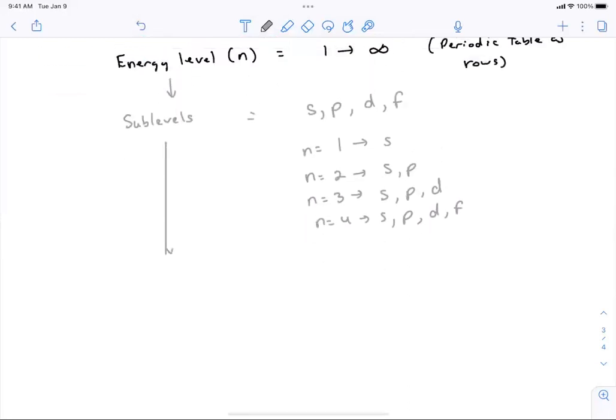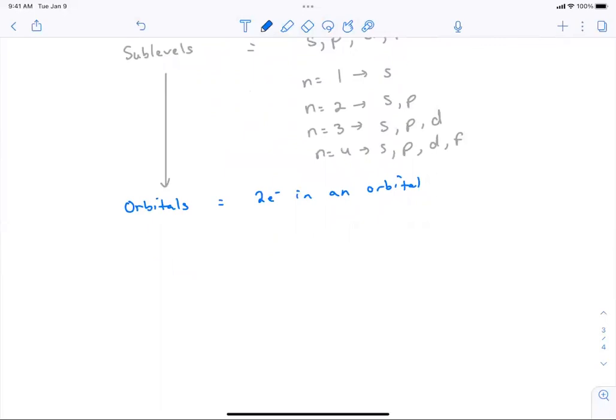Within those sublevels, there are orbitals. And what that means is every S orbital and every P orbital and every D orbital represents an ability to hold 2 electrons. So 2 electrons in an orbital. You do need to know the shape of a few of these orbitals, but I will talk about that in a second.